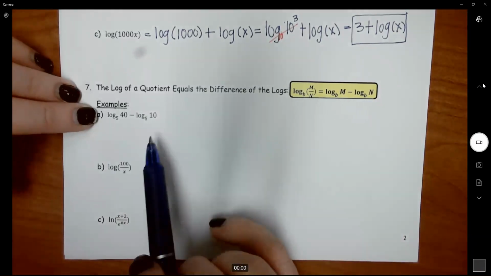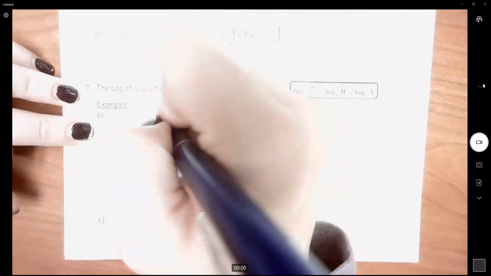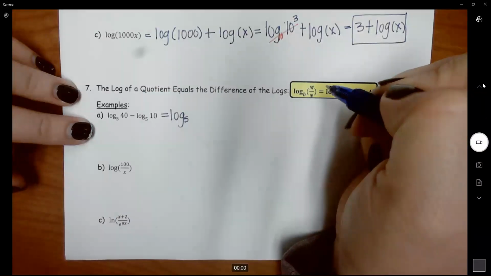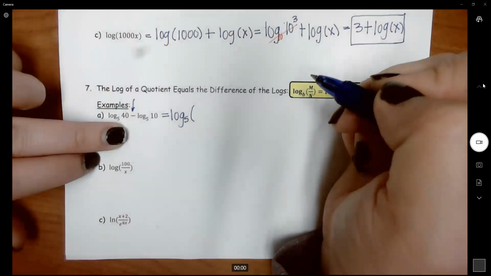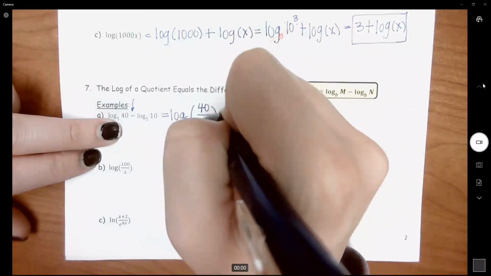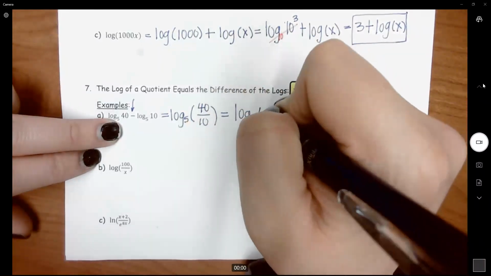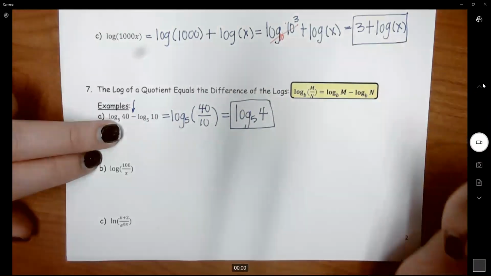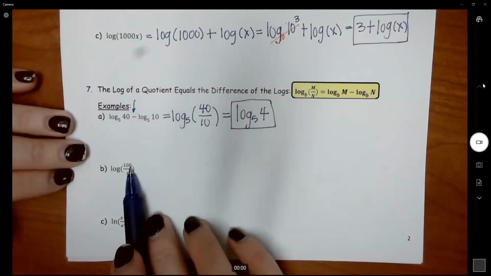So here, log base 5 of 40 minus log base 5 of 10, because they both have log base 5, I can condense to log base 5 of, and because this is now being subtracted, I know I am dividing these numbers. So 40 divided by 10. So this is log base 5 of 4.